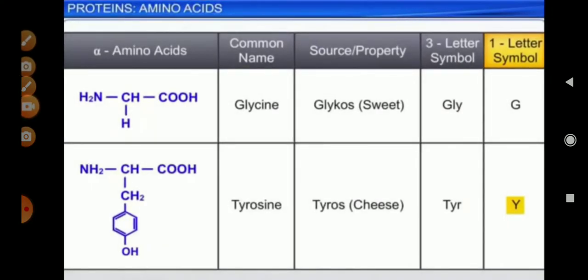So for the alpha amino acid glycine, the formula is given here. Here R is H. Now the formula becomes NH2CH2COOH. The short form or the 3-letter symbol is GLY. So each amino acid has a 3-letter symbol. Instead of writing the whole name glycine, we can write it as GLY.